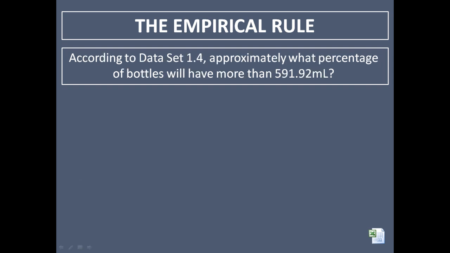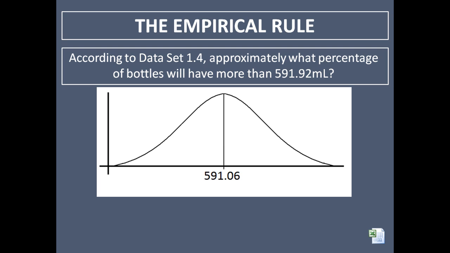If, according to the same data set, we're asked approximately what percentage of bottles will have more than 591.92 milliliters, well, the first thing we're going to want to do is to figure out how many standard deviations away from the mean are we talking here. So what is the significance? Why did they specifically ask us about 591.92 milliliters? Well, what we know is we have a mean of 591.06. They're asking us about the value 591.92. If we check what our deviation from the mean is there, we find that we have a value of 0.86. And what we should note is that 0.86 is exactly 2 standard deviations above the mean.